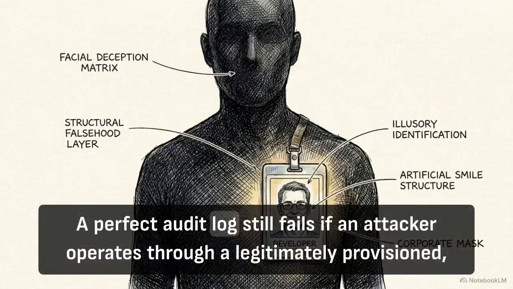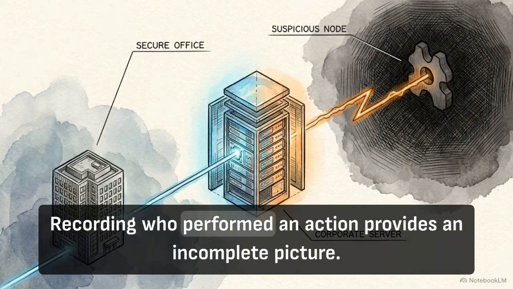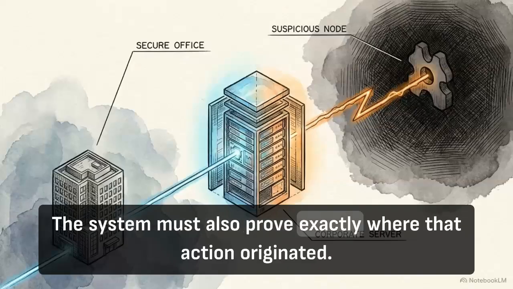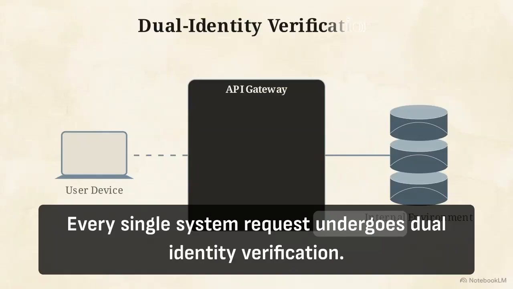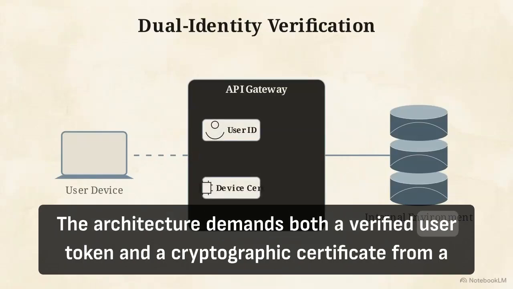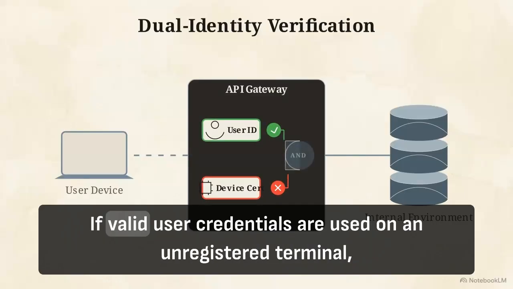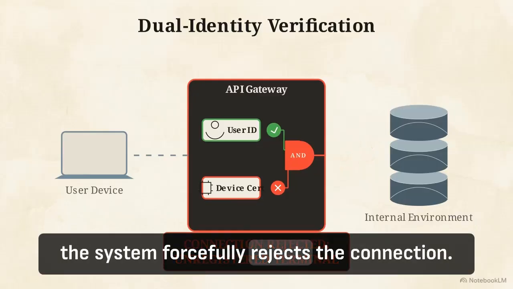A perfect audit log still fails if an attacker operates through a legitimately provisioned, compromised developer account. Recording who performed an action provides an incomplete picture. The system must also prove exactly where that action originated. Every single system request undergoes dual identity verification. The architecture demands both a verified user token and a cryptographic certificate from a registered physical machine. If valid user credentials are used on an unregistered terminal, the system forcefully rejects the connection.